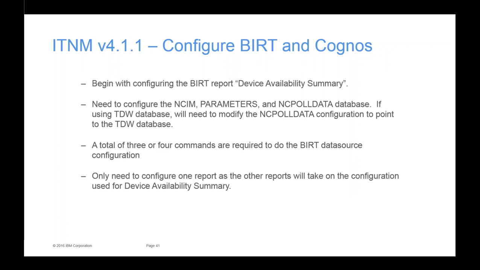So in a typical configuration for me, when I do the BIRT and Cognos reports, when I do the BIRT reports, I'll configure using the device availability summary report, because that one allows me to configure the NSIM parameters and NC poll data databases. I'll need to issue at least 3 commands to do this, possibly a 4th command if I'm using TDW. And all I need to do is just one report, and all the other reports will take on the characteristics of the one that you configure. That's just how it works.